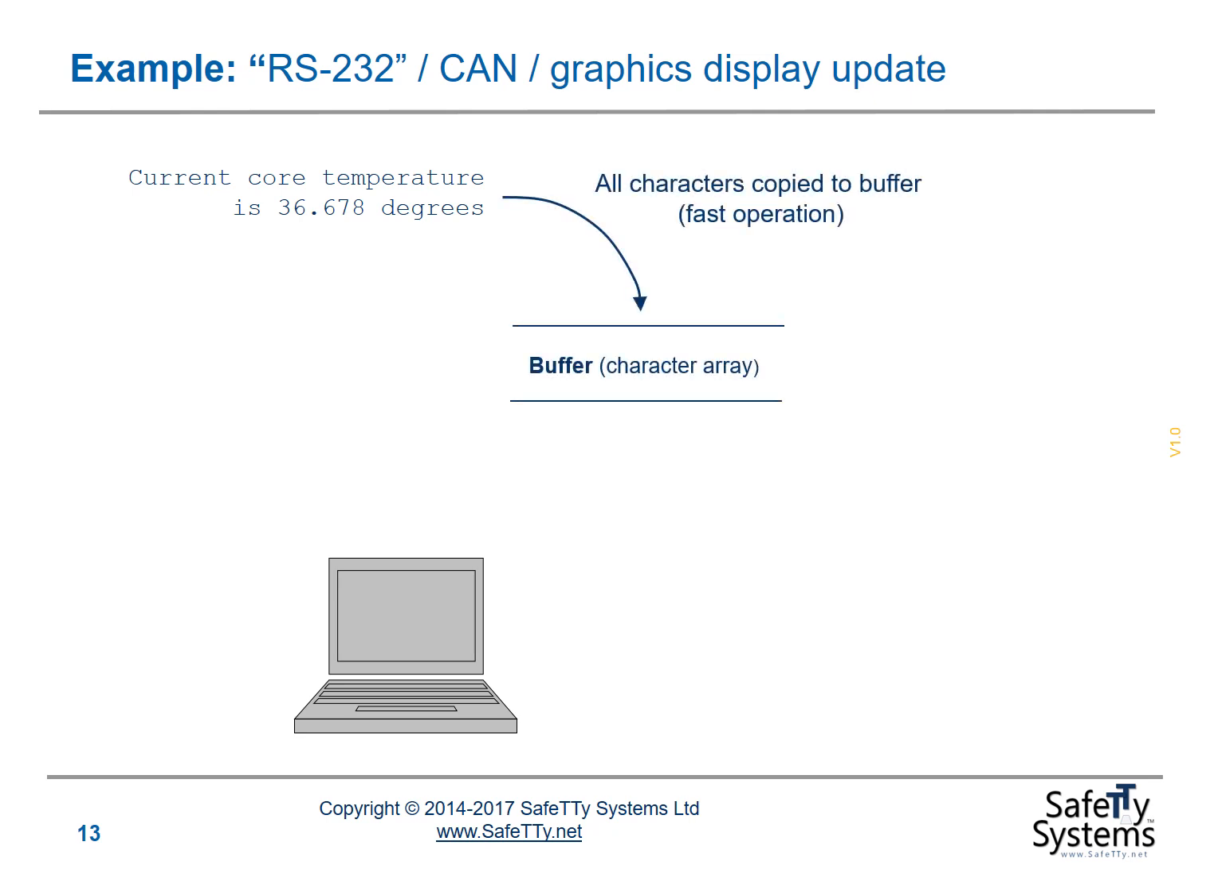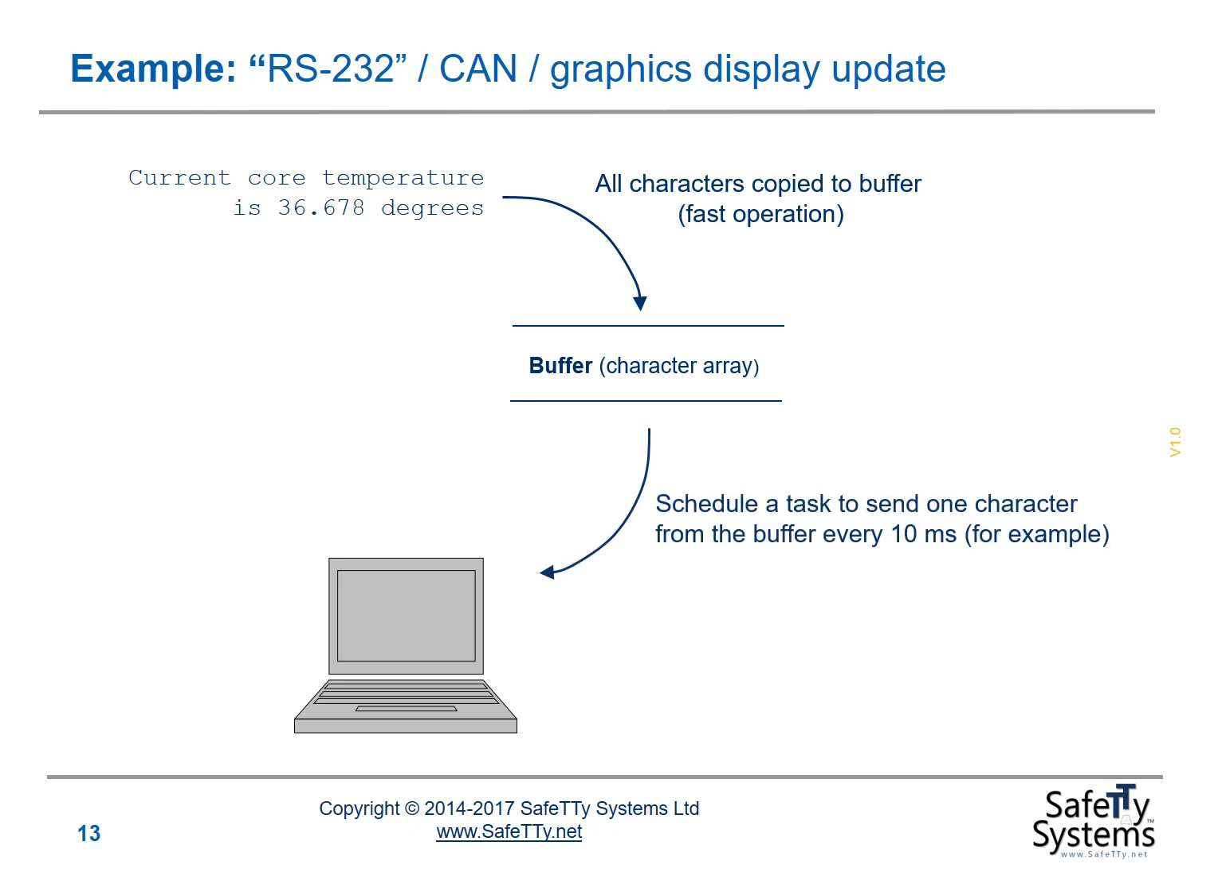Instead, what I'm going to do is take my characters and copy them to a buffer. That just means I'm going to copy the characters that I want to send to the laptop to an array in memory. Then I'm going to schedule a task to send one character from the buffer every 10 milliseconds, for example, to my laptop. So I write these data, it's a very fast operation, and I'm going to schedule a task to send one character from the buffer every 10 milliseconds.